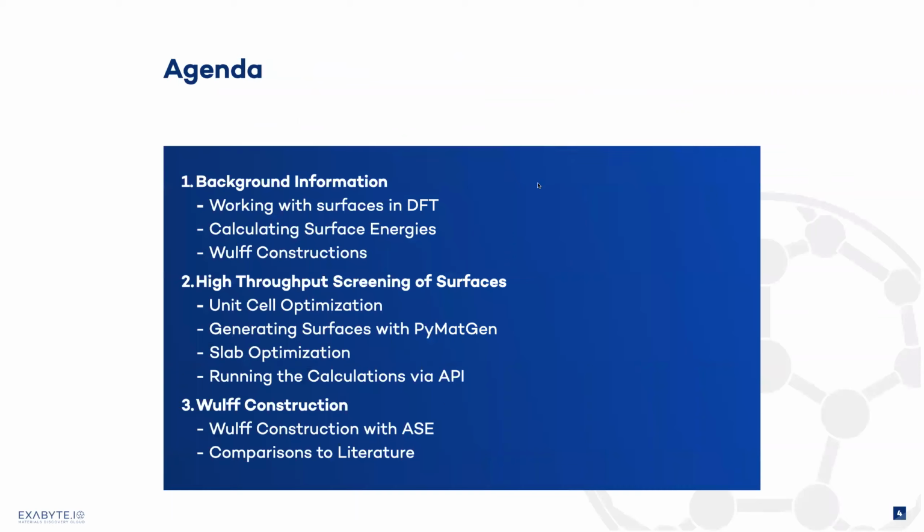And then I always like to start off by talking about the agenda a little bit, what we'll be talking about today. So we'll start off by giving some background information on surfaces in DFT and this idea of a Wulff construction. And then we'll go through calculations with surfaces in DFT, optimizing a unit cell, using PyMatGen to generate surfaces, etc. And then we'll actually use all of these surface energies that we calculate to do a Wulff construction, which gives us a low energy shape for a particle.